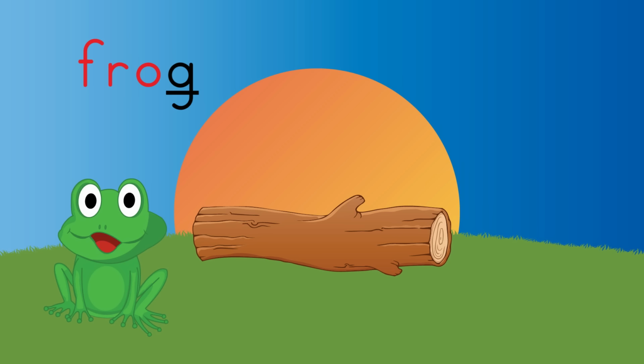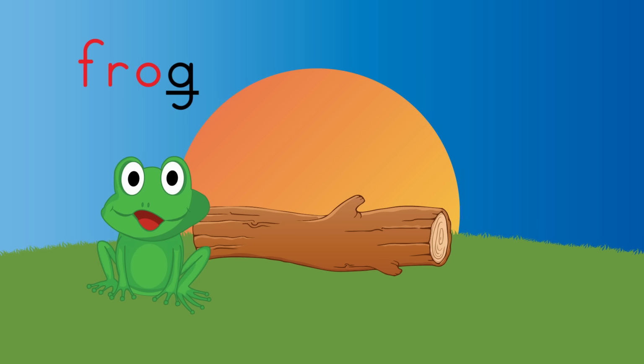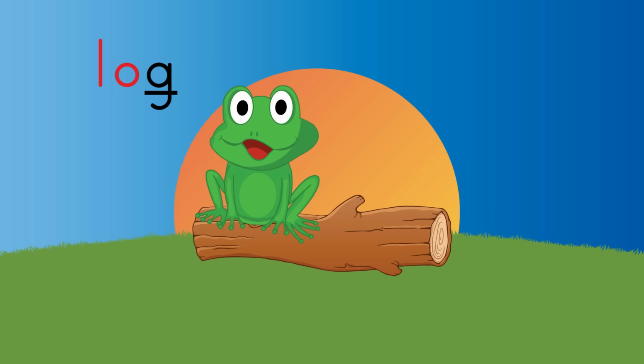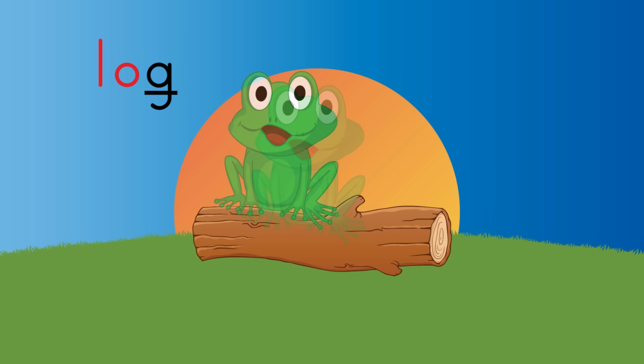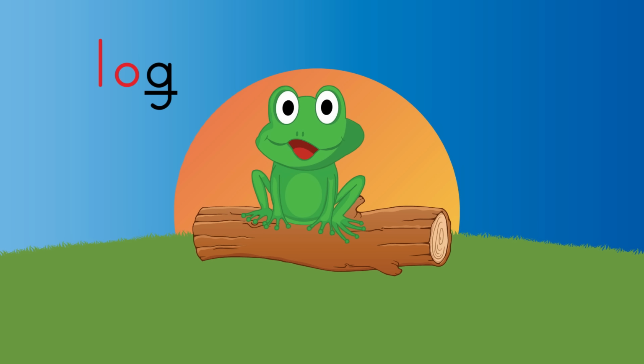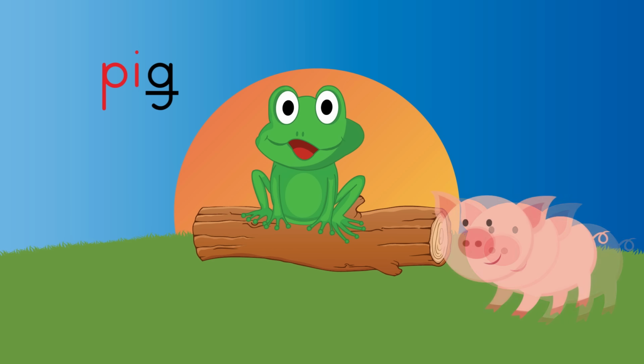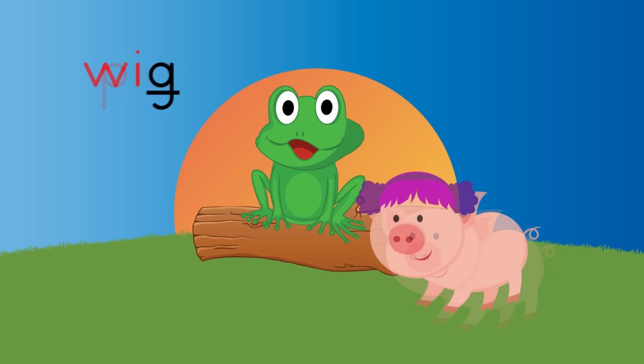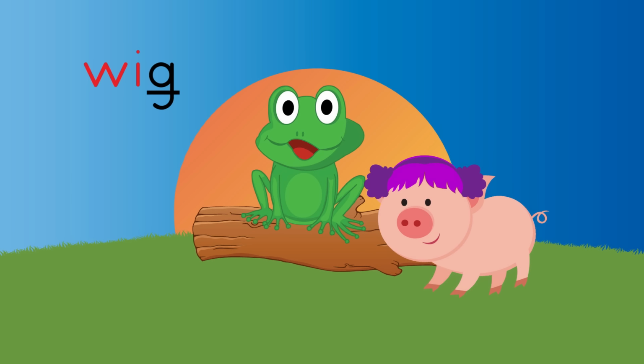At the end of these words, listen for the G sound. A big green frog, frog, frog, sat on a log, log, log. Along came a pig, pig, pig, with a silly wig, wig, wig.